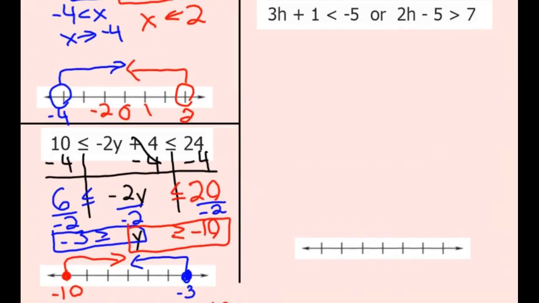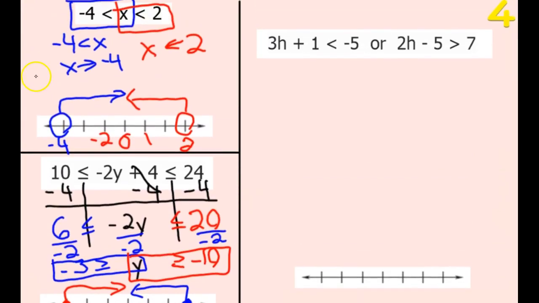And our last problem is going to be an OR inequality. So an OR inequality is going to face opposite directions. So I'm just going to draw a little squiggly line here to separate our two problems. Let's take this one at a time. So the first thing we need to do is get rid of this 1. We need to subtract 1, and subtract 1 over here.